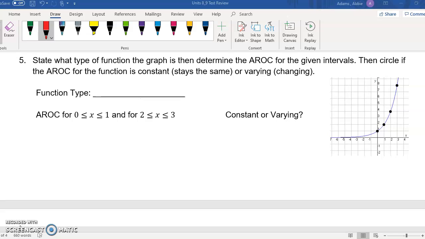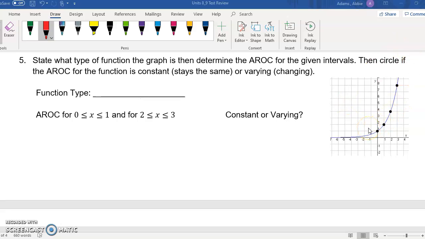Then circle if the average rate of change for the function is constant, so the intervals have the same average rate of change, or if it's varying, so they have different average rates of change, so therefore the average rate of change over the whole function is changing. All right, so let's look at the graph.